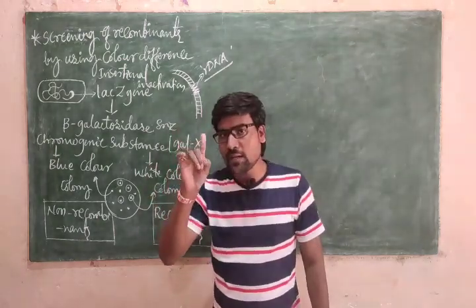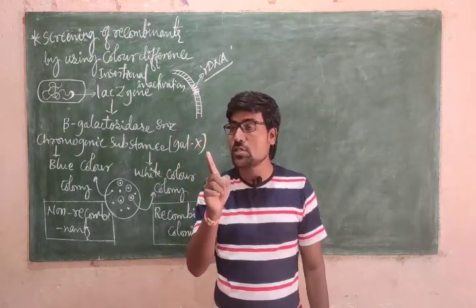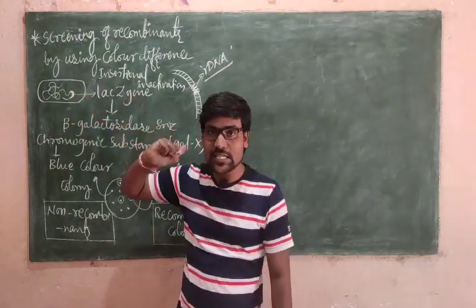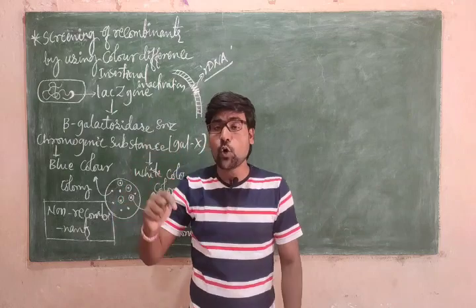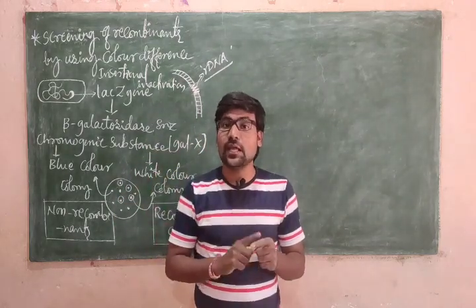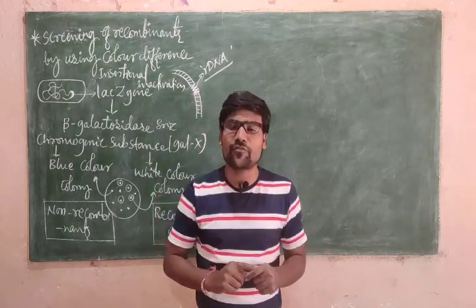But pBR322 cloning vector is used when the host cell is bacteria. When the host cell is bacteria. But if the host cell is an animal cell, if the host cell is a plant cell, then cloning vectors are different.